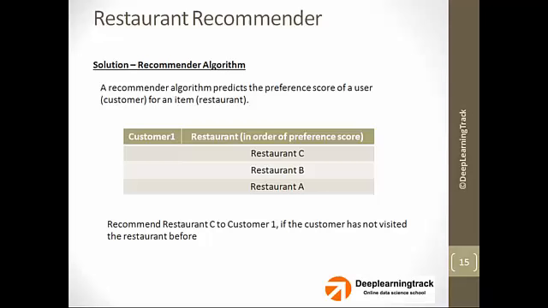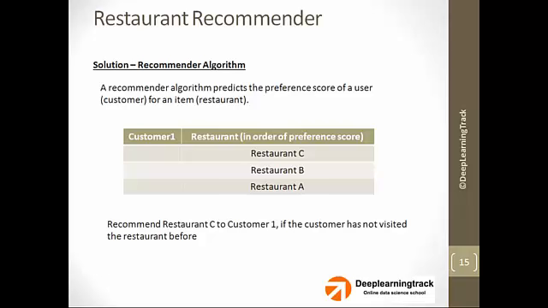Now it's time to focus on the algorithm which will be used to solve the business objective or business problem. In this example, the algorithm that we will be using is a recommender algorithm. I'll not get into the details of what a recommender algorithm is, but very briefly, a recommender algorithm predicts the preference, usually given by a score, of a user for an item. The user in this case is a customer, and the item here is a restaurant.